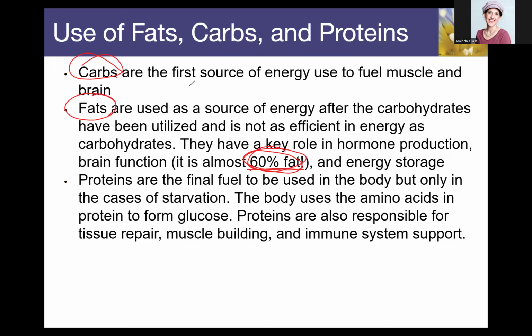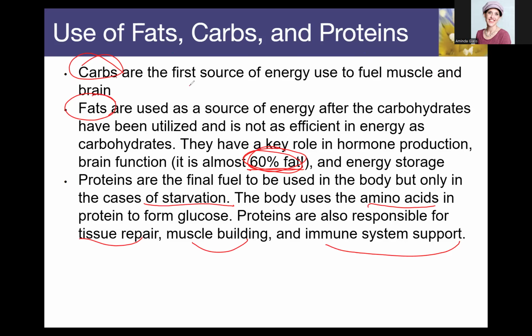Proteins are the final fuel to be used in the body, but only in the cases of starvation. So if you are literally starving, your body starts to use your muscles and break those down for fuel. The body uses the amino acids and protein to form glucose. And proteins are also responsible for tissue repair, muscle building, and immune system support.